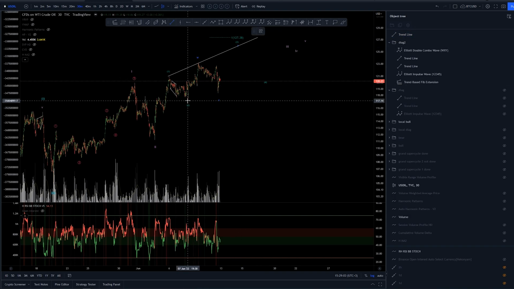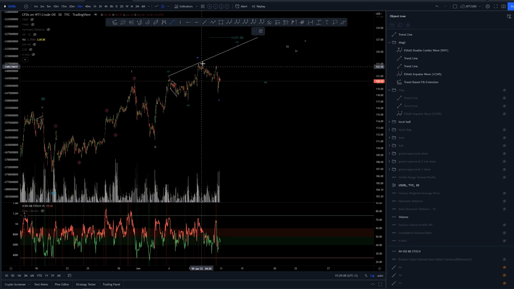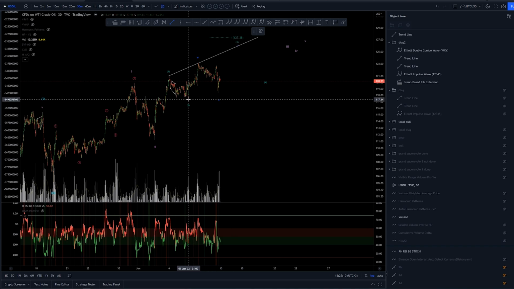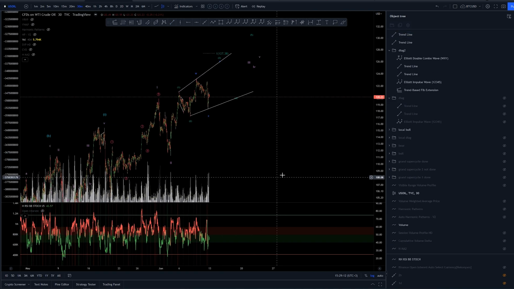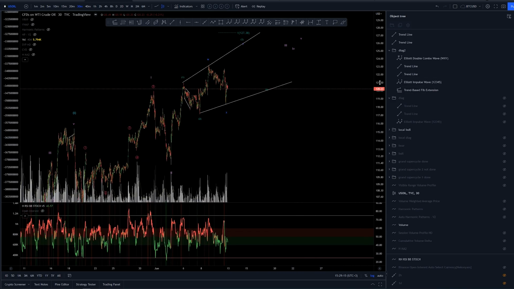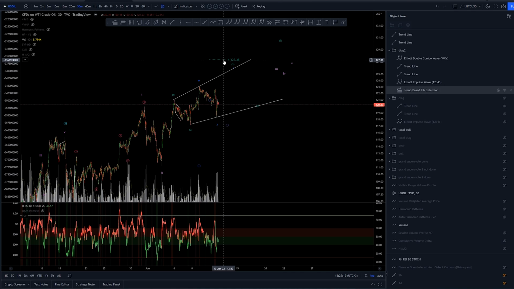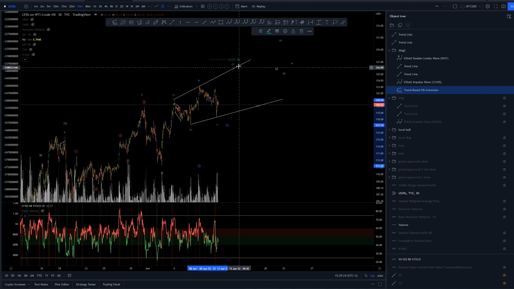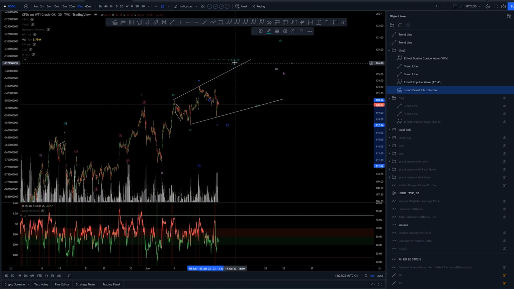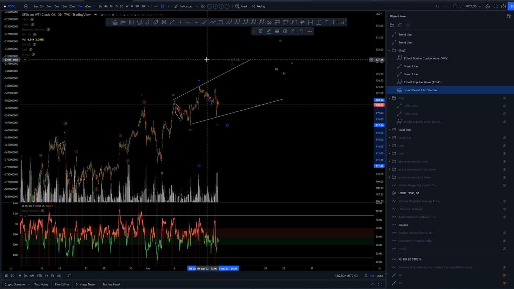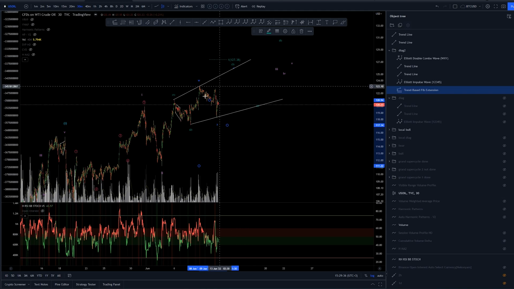Wave 2 here, not much to say. We could be looking at this as a WXY into wave 3 here, which with the current price action would look something like this. We'd be expecting it somewhere around this trend line, but if we are going to go above this 1-to-1 extension of the first wave, we would be looking for a larger wave 4. If we are below this 1-to-1 extension, we would be looking for a smaller wave 4 than wave 2.